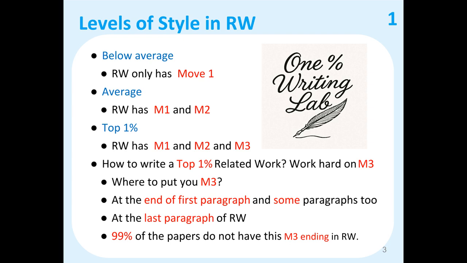That's competent, solid work. But the top 1%, they do something more. They include all 3 moves right within the related work. They not only map the territory and find a gap, but they also explicitly state how their work, move 3, will fill that gap. This is rare. Most papers save move 3 entirely for the introduction or conclusion. But placing it here is a power move, and it's what we're aiming for.